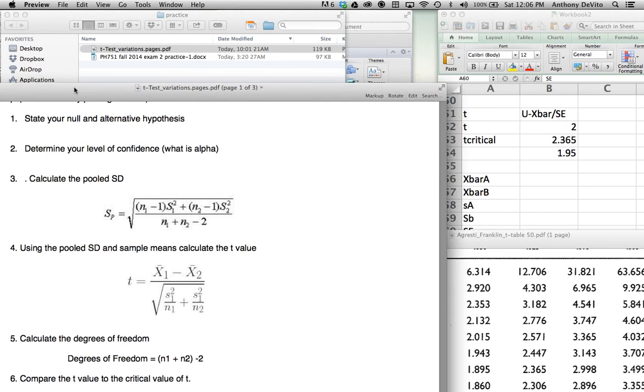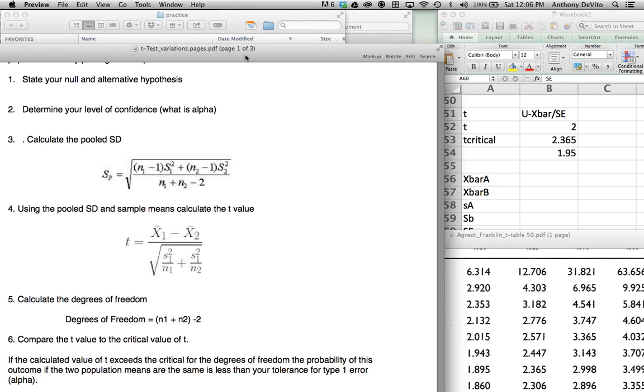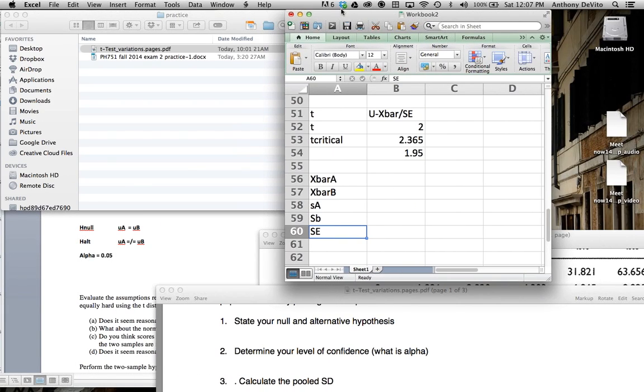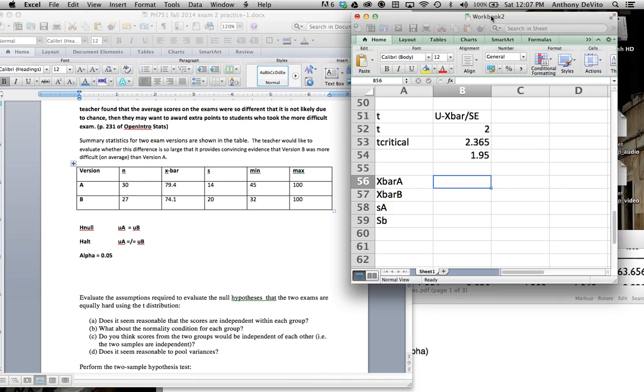So we're going to calculate that for our particular situation here, and I'm going to go back in and start to fill in some of this. What is x bar A? Let's go back to the problem. The mean for the first group is 79.4. The mean for the second group is 74.1.